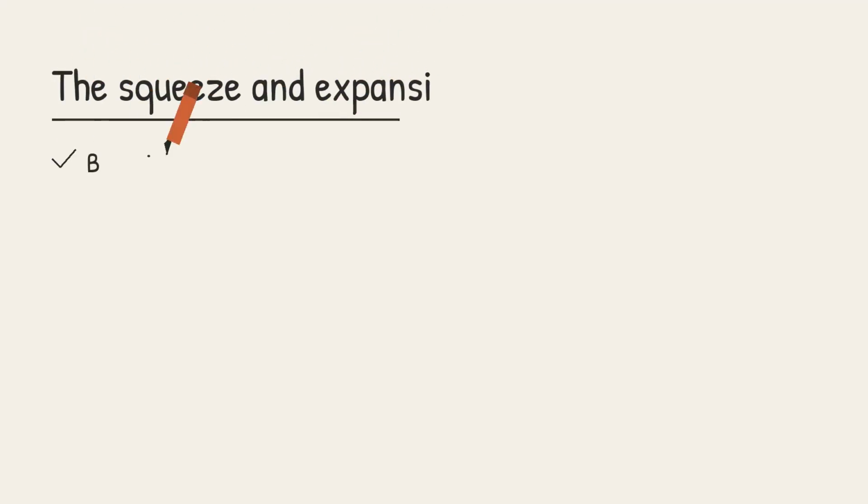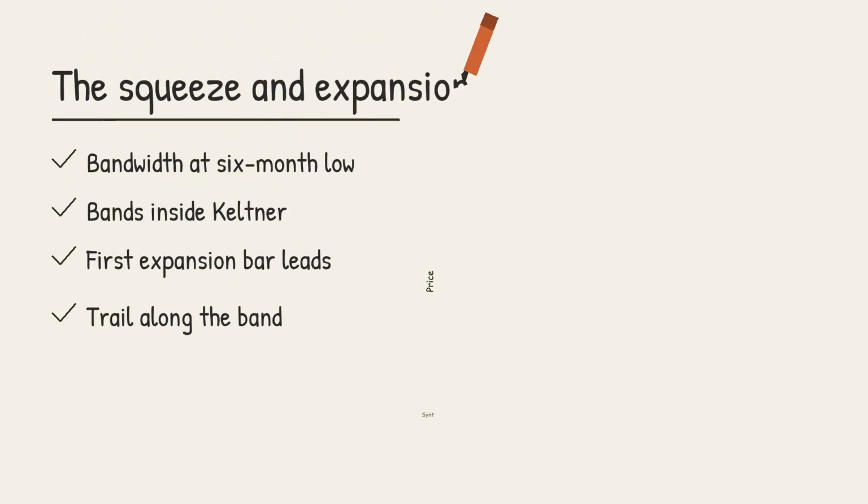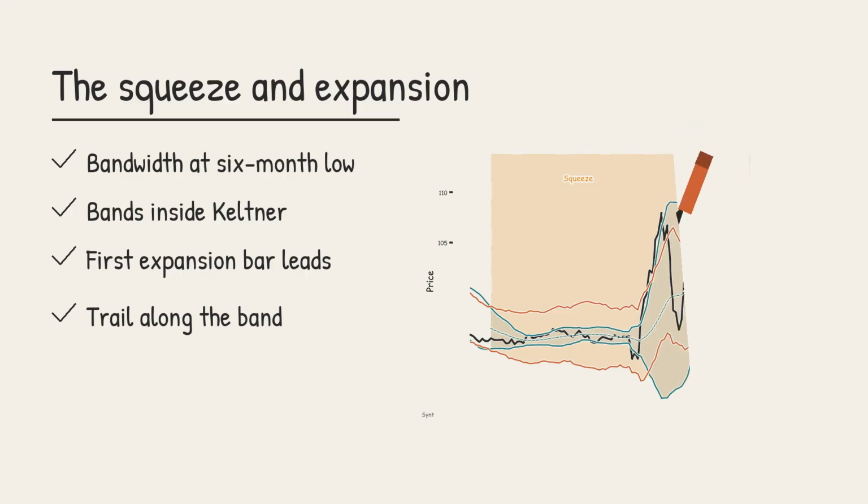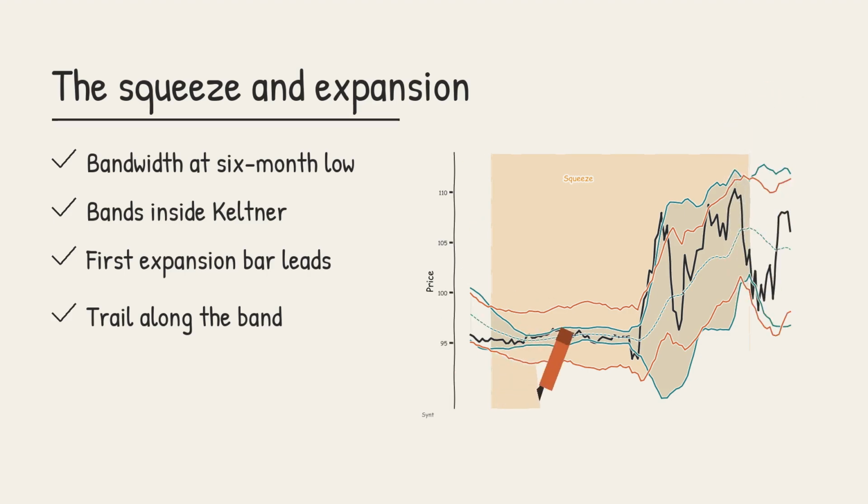Volatility is mean reverting even when price is not. A Bollinger squeeze is when bandwidth drops to a 6-month low, often coinciding with the bands moving inside the Keltner channels. That coiled spring resolves with an expansion bar, and the direction of that first decisive close usually defines the next leg. Trade the breakout in the direction of the expansion, place your stop on the opposite side of the middle band, and trail along the band as price walks.